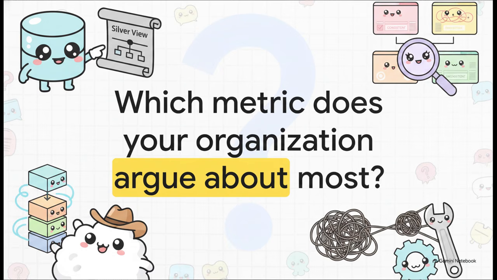So I want to leave you with this provocative question to think about. Which metric does your organization argue about the most? Seriously, think about it. I challenge you to take the blueprint from this explainer, define that exact metric explicitly in a silver view today, and test it against your current dashboards. You might just uncover some of those silent inconsistencies that have been costing your organization trust.